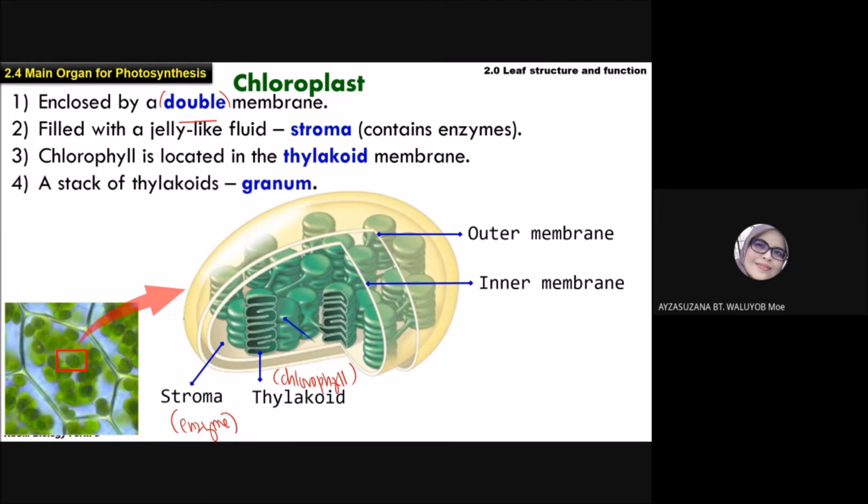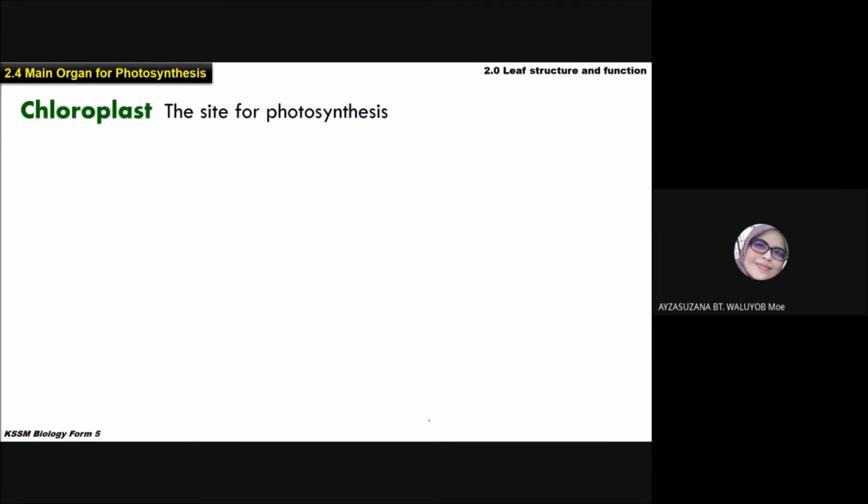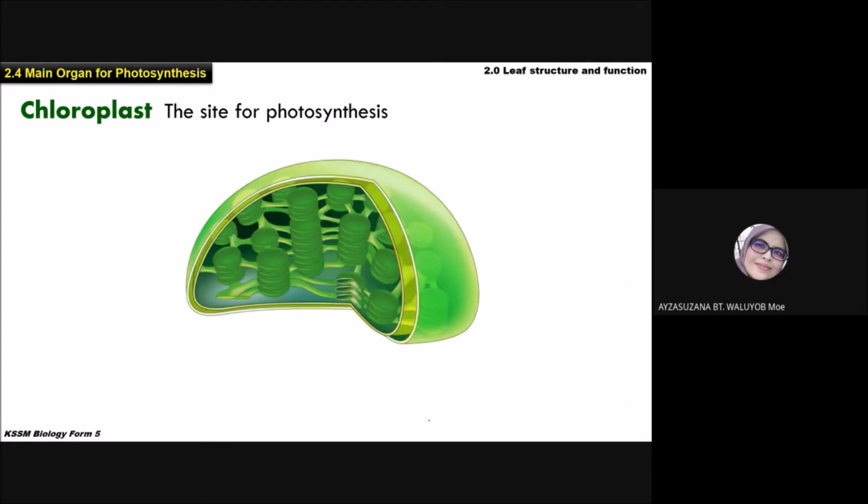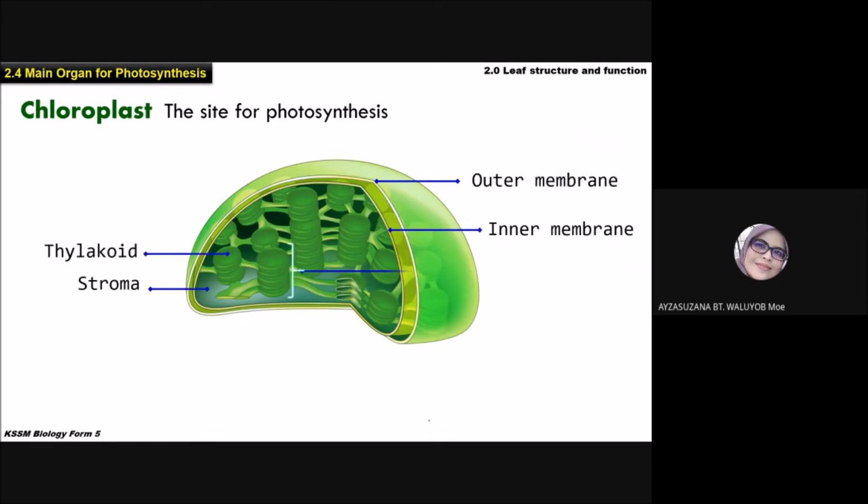Okay. Alright, a stack of thylakoids is known as granum. Sekarang saya dah katakan thylakoid satu keping shilling dan susunan dia semua bila kita satu package tu kita namakan sebagai granum. Okay, so chloroplast is the site for photosynthesis. How does the chloroplast function as a site for photosynthesis? Okay. Outer membrane, inner membrane, stroma, thylakoid, granum.